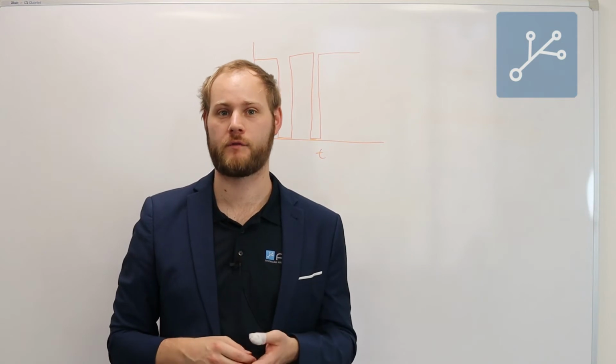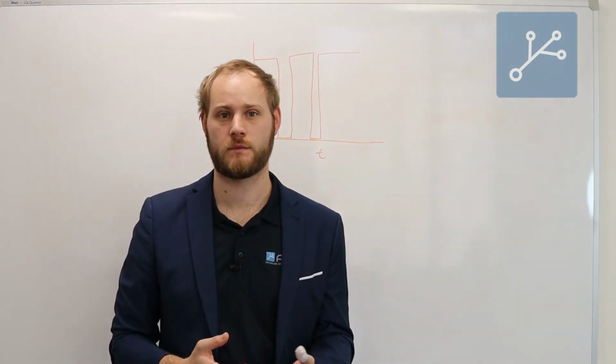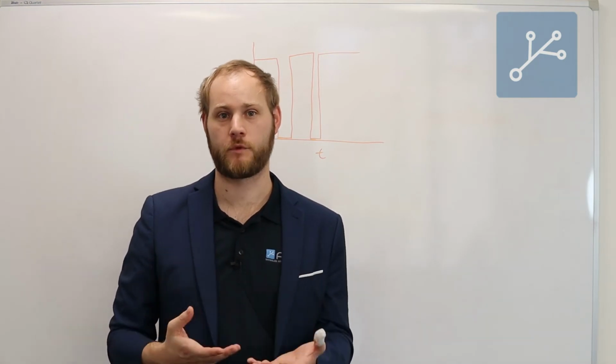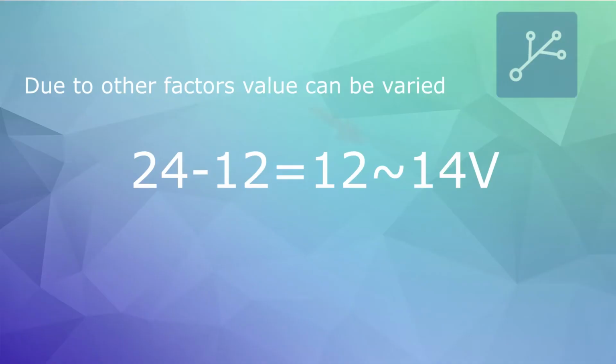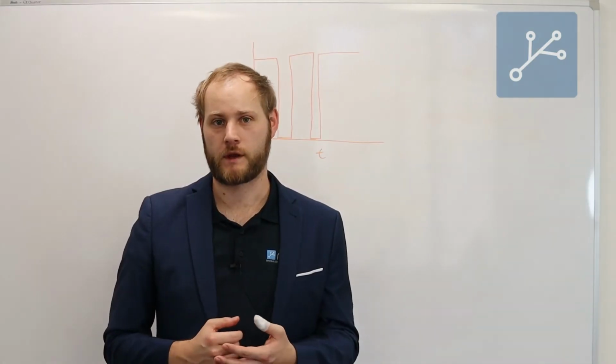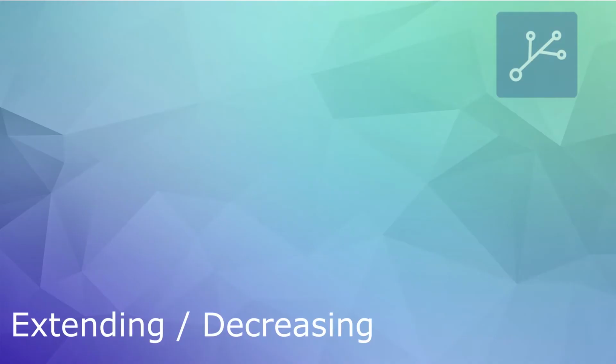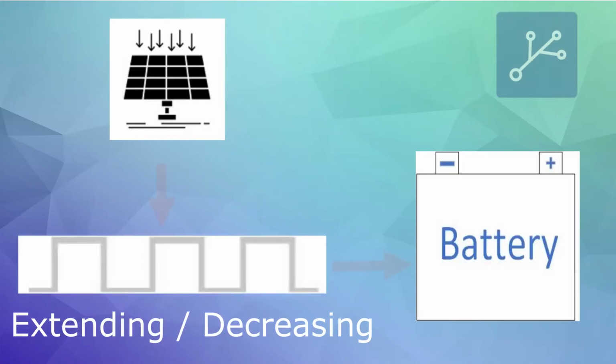For example, if you have a solar panel outputting at 24 volts, but you've got a 12 volt battery system, the output from the regulator would actually sit between 12 to 14 volts. So you're actually losing roughly 10 volts of power from that system already just through using PWM. The PWM regulator modulates its power or its charge by extending or decreasing the pulse of power from the solar panel to the battery. So although that voltage is fixed, it regulates its output through that pulse width itself.